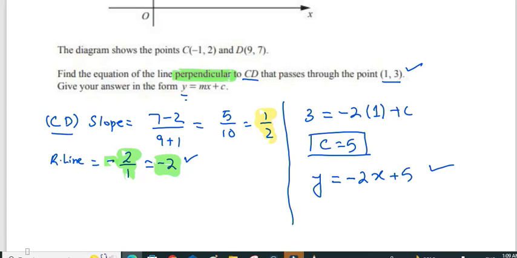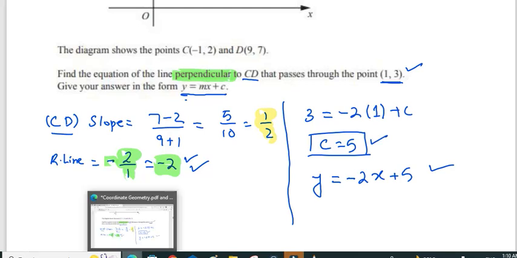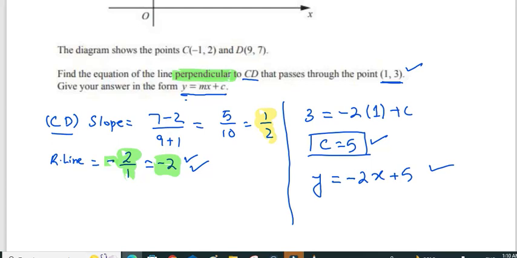Now by taking this slope and this point, I'm putting it in the general equation y = mx + c. When I'm putting the value of y, that's 3, m's value is minus 2, x value is 1, plus c, and solving it, it shows me the value of c, that is 5. When I'm putting it in the general equation, it is giving me the final answer, which is y = -2x + 5.